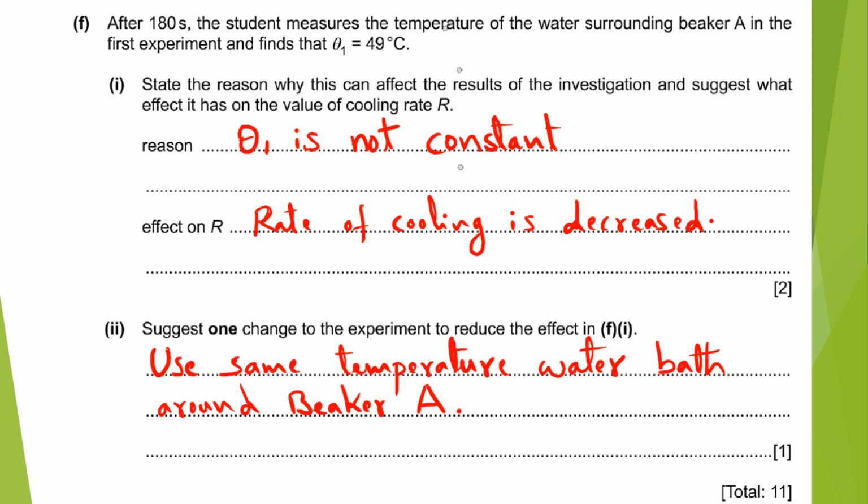Part 2, suggest one change to the experiment to reduce the effect in F1. So if we are using the same temperature in both the beakers, in both the columns, instead of taking cold water and warm water, use the same temperature water bath around beaker A, then the rate of cooling will not be affected. So with this, it is the end of the second question.